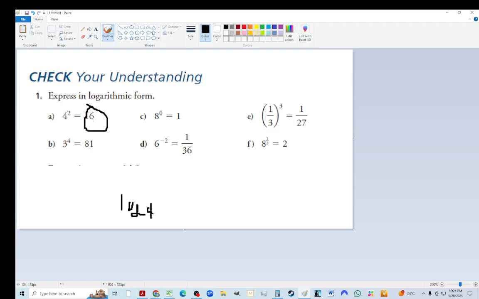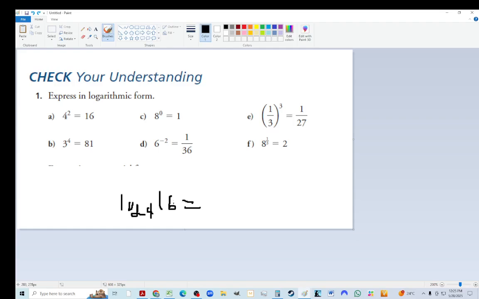Identify the answer, the result, 16. That means the 16 goes here. And I forget what this thing is called. It has a name, I guess exponent. Identify the exponent. It goes here as the result. So this says 4 squared is 16.